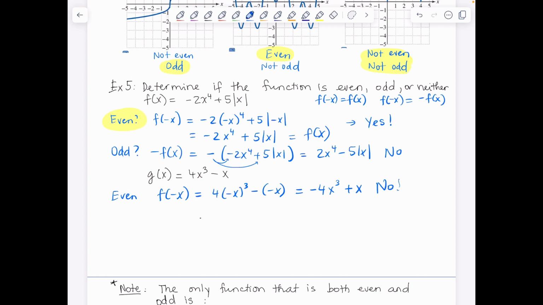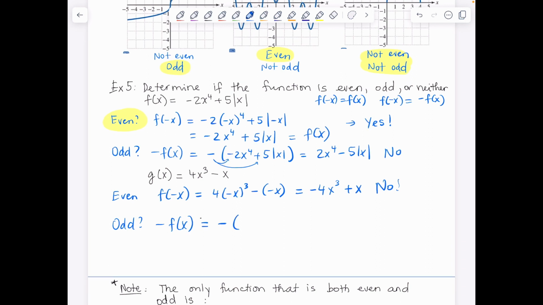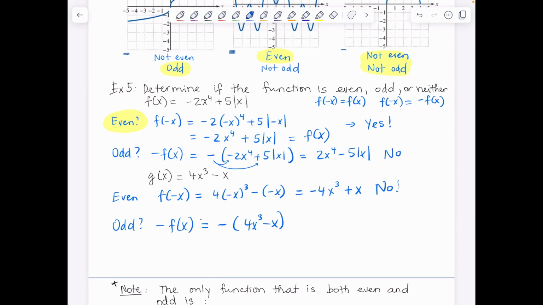Now, let's see if it's odd. All we have to do is calculate negative f of x. That's negative, and f of x is the original function. Now we distribute the negative. So we have negative 4x cubed, and then 2 negatives make a positive x. I'm just distributing the negative here. This time we're comparing, remember, to determine if the function is odd, we're comparing f of negative x with negative f of x. And as you can see, the two equations look exactly the same. So therefore, this function is considered odd.